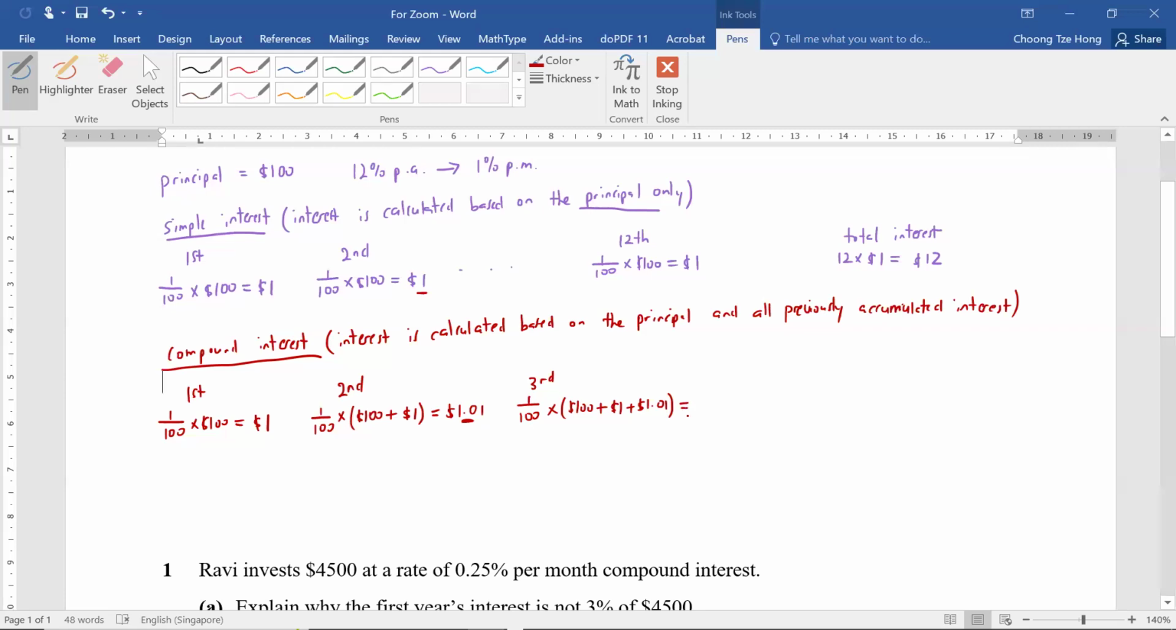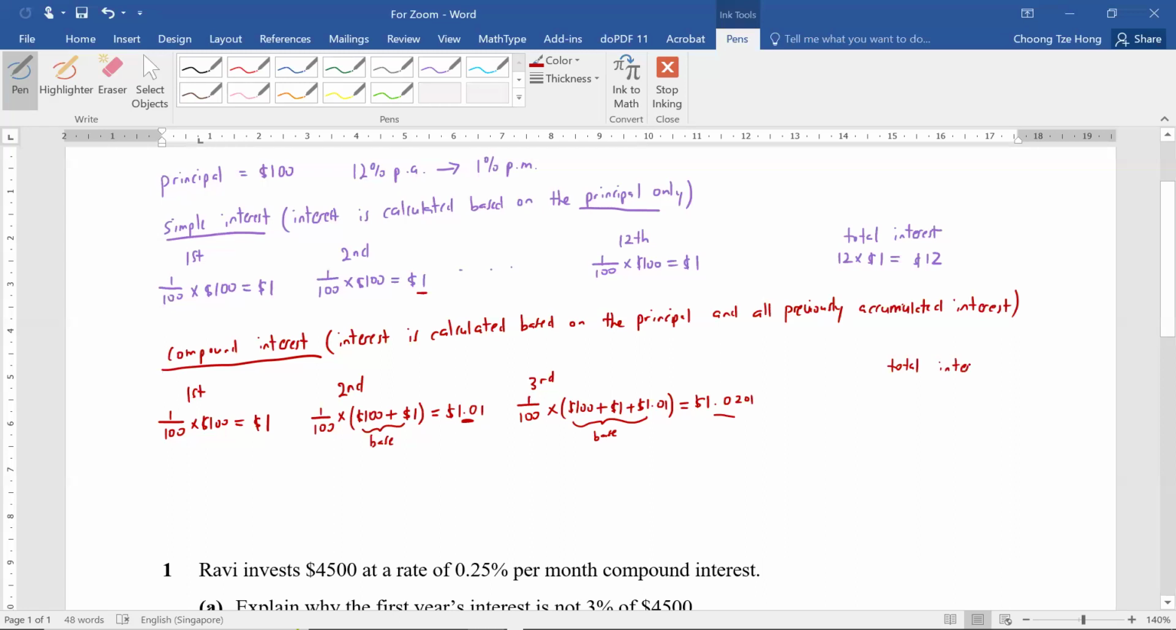And this is going to give an even bigger interest, because as you can see now, the base at which the interest is being calculated is getting bigger and bigger, right? So it's going to give an interest of 1.0201 for the third month. You can see that the interest is now getting bigger and bigger.